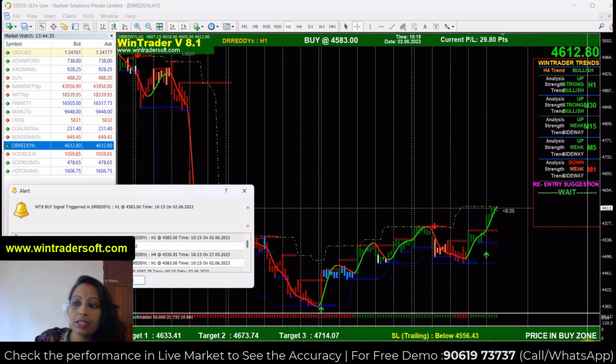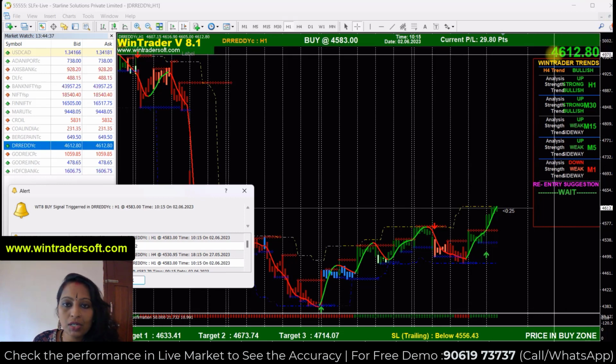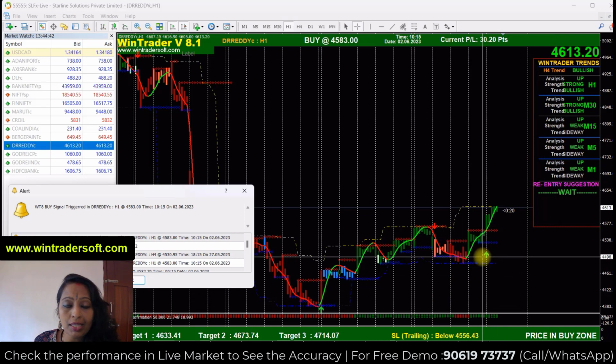So right now it's Dr. Reddy live market, and you can see 4,612. That is a real-time market value, and you can see this green arrow, that is a buy signal. Whenever the software generates a buy or sell signal, there is an alert, a pop-up message that will display on your screen with a sound effect.